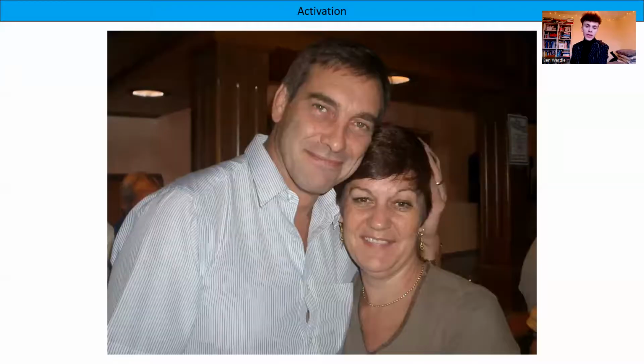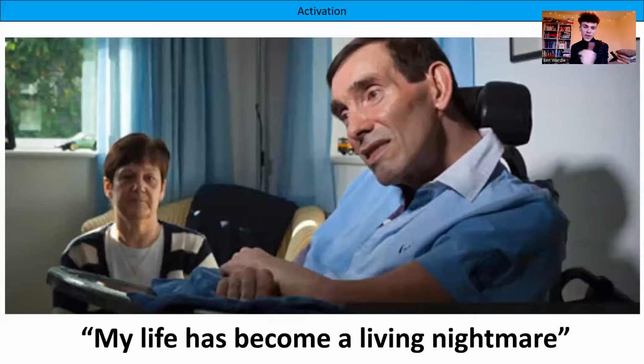So I'll show you that first image again. There they are having a great time, looking happy and healthy. And then that second image of Tony after the stroke, and then obviously left paralyzed there, unable to walk, talk, feed himself, do absolutely anything for himself. And he also wasn't able to take his own life. He was so severely paralyzed that although he said, "My life has become a living nightmare and I want to end it," he physically was unable to do that because of the condition that he was in.